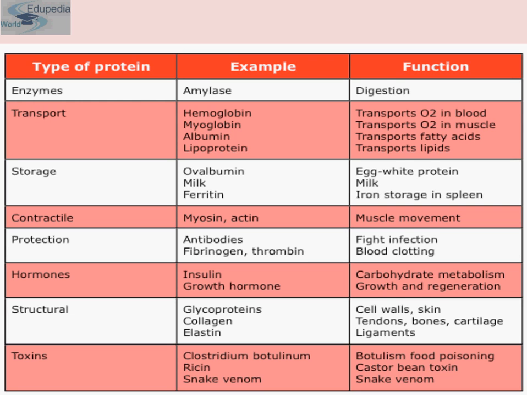Hormone protein examples are insulin and growth hormone. Their functions are carbohydrate metabolism, growth, and regeneration. Structural proteins are glycoproteins, collagen, and elastin. They help in making skin, tendons, bones, cartilage, ligaments, and cell wall. Toxin examples are Clostridium botulinum, ricin, or snake venom. Their effects are botulism, food poisoning, castor bean toxin, and snake venom.